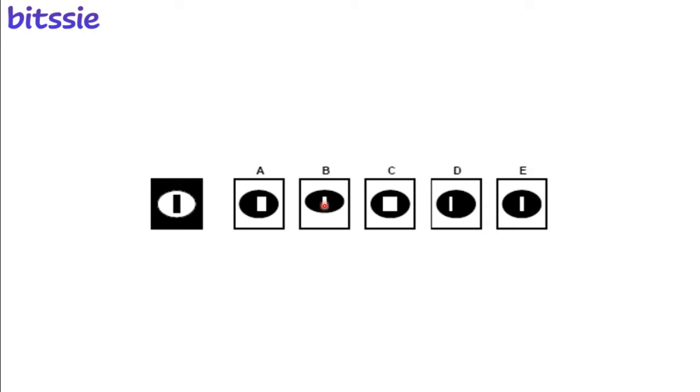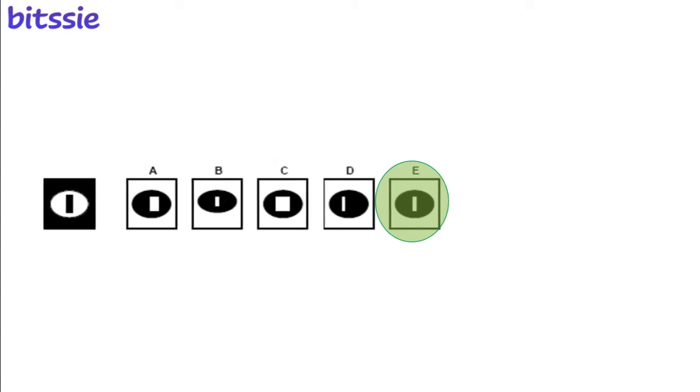In B, the oval is thinner from top to bottom, it's shorter and moved up, whereas in E it's quite central and it's a bit taller. And E matches our original image because this oval is in the center of the square, whereas in B it's a bit too high. Let's look at question 5.